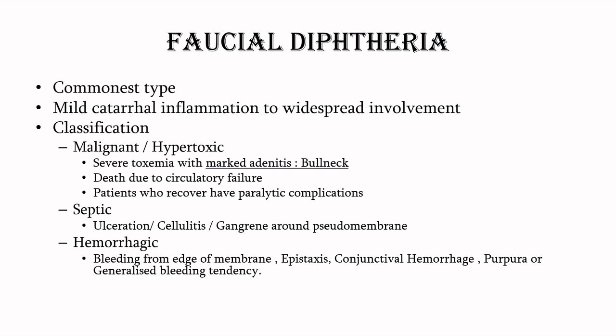When you classify it, it can be divided into three types. You have the malignant or hypertoxic faucial diphtheria, where there is a severe amount of toxemia with marked adenitis, meaning the lymph nodes are enlarged, giving the appearance of a bull neck. Death in these patients is generally due to circulatory failure, and patients who recover might have a few paralytic complications. The second type is the septic variety, where there is ulceration, cellulitis, or gangrene around the pseudomembrane formed on the tonsils. The hemorrhagic type is where there is bleeding from the edge of the membrane, nasal bleed, conjunctival hemorrhage, purpura, or a generalized bleeding tendency.